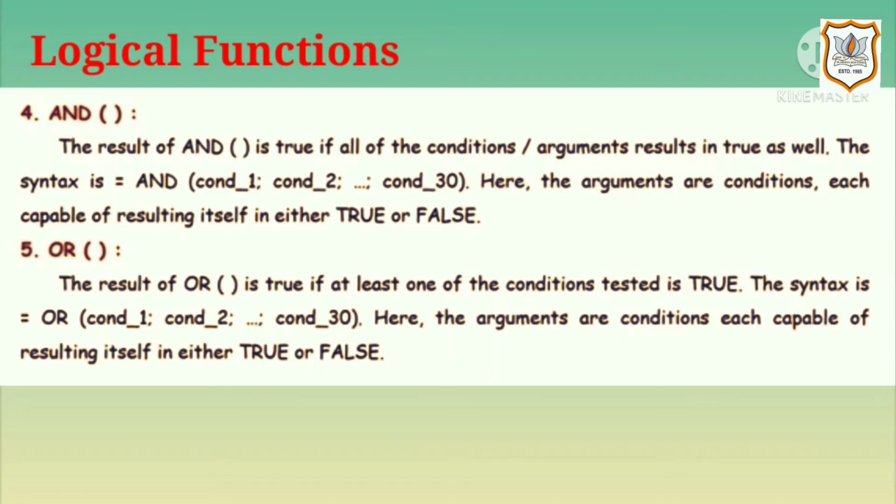Next function is the AND function. The result of the AND function is true if all the conditions or arguments result in true as well. The syntax is equal to AND(condition 1, condition 2, up to condition 30). Here the arguments are conditions, each capable of resulting itself in either true or false.